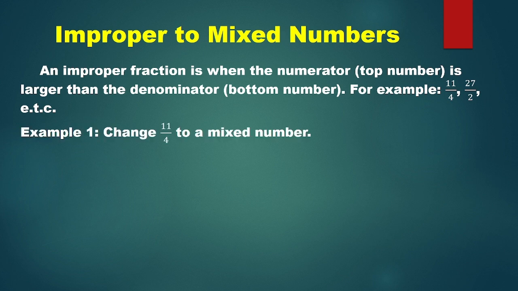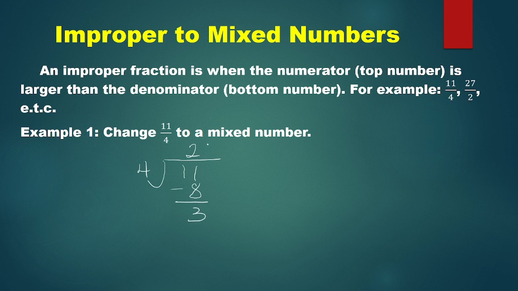Let's take an example. Change 11 over 4 to a mixed number. Firstly, I'll draw my division sign, then 11 will be inside the division sign, 4 will be outside. 11 divided by 4 means how many 4s am I going to get inside of 11? It's simply 2. Why? Because 2 times 4 is 8. Now, if I subtract, I'll get 3.